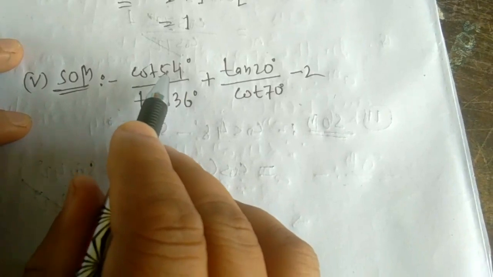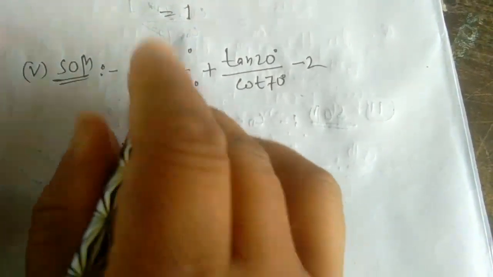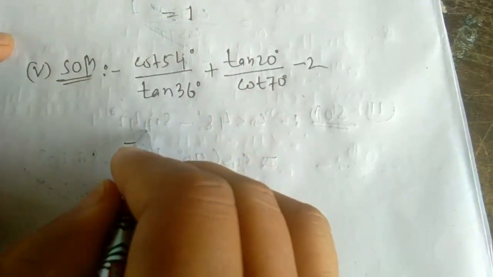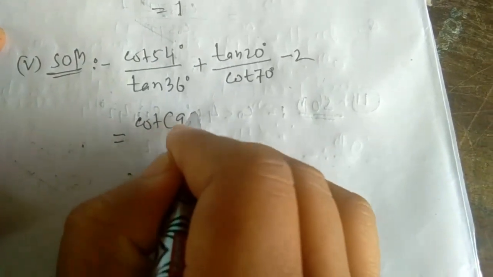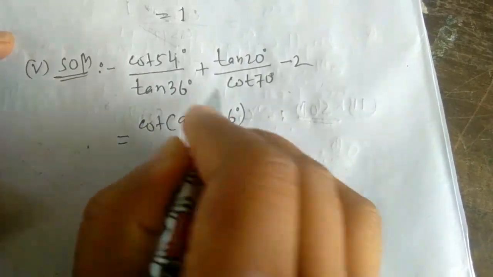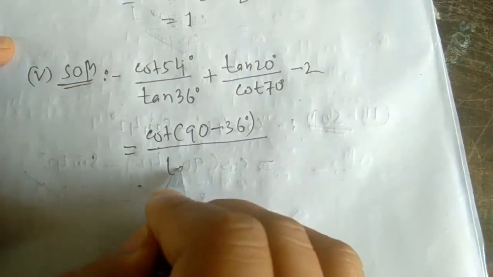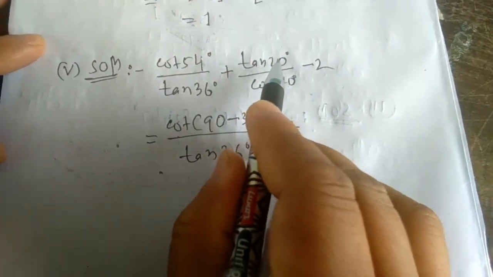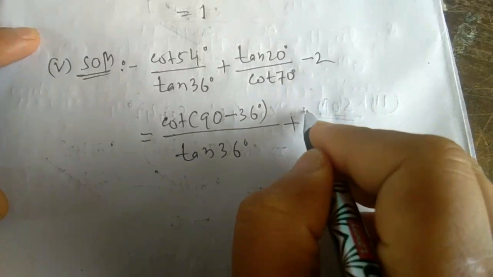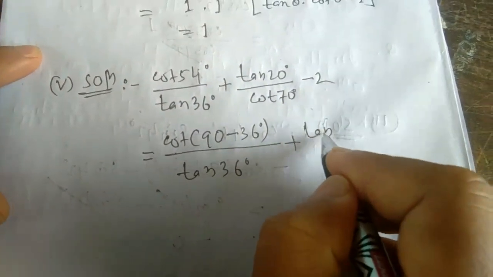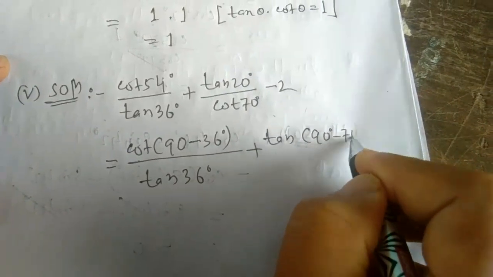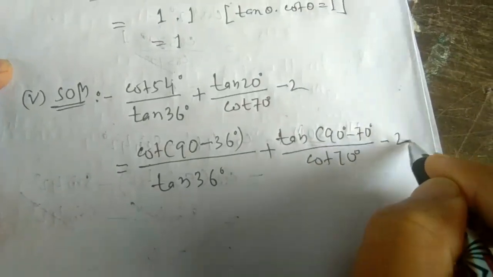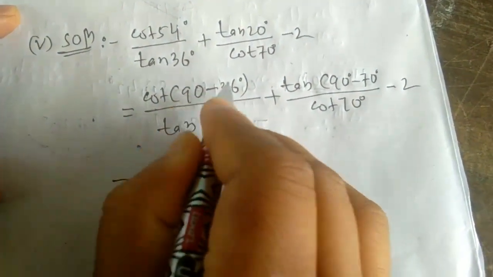So all are less than 90 degree. Okay, so you apply complementary formula either in 54 or in 36. So we'll apply in 54: cot 90 degree minus 36 degree, you'll get this much. Then 36 will remain as it is, plus either in 20 or in 70 apply. So let me apply in 20. So tan 90 degree minus 70 degree, this one, 70 by cot 70 degree minus 2.